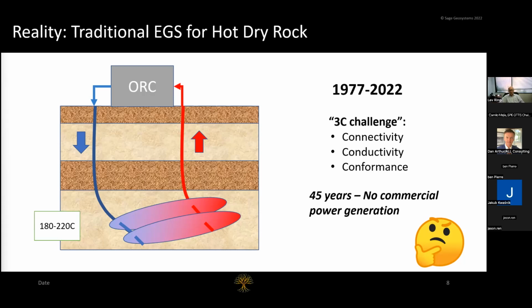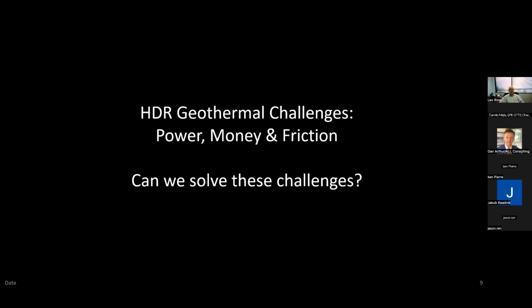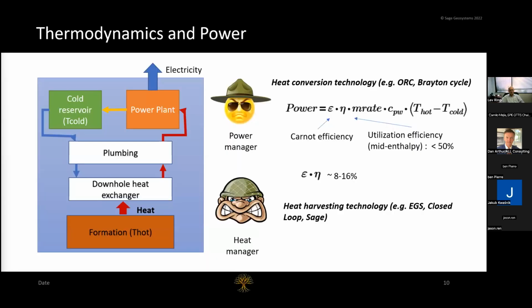Now, in this presentation, I'm not going to talk about induced seismicity. There is another problem with this system, but I personally believe that it can be addressed, and that is a topic of a separate discussion. So what are the main challenges of a hot dry rock geothermal system? Well, I call it power, money, and friction. And I'll explain why, and we'll try to answer, can we solve these challenges?